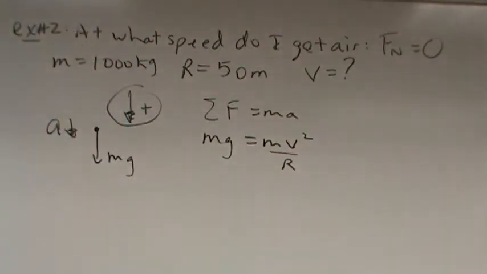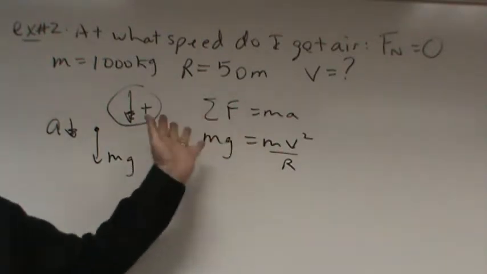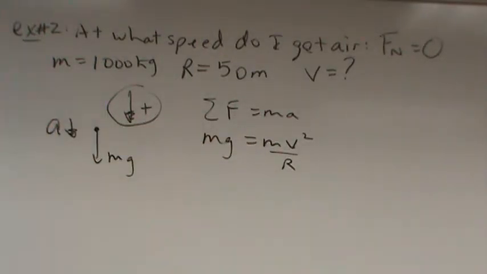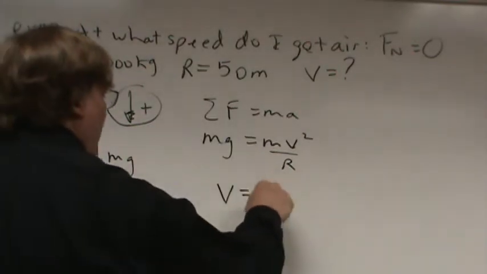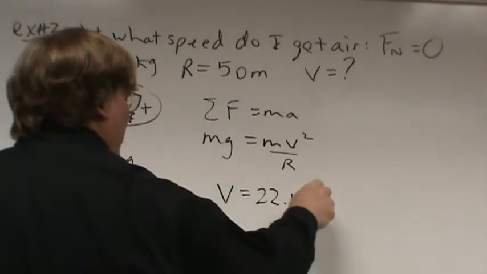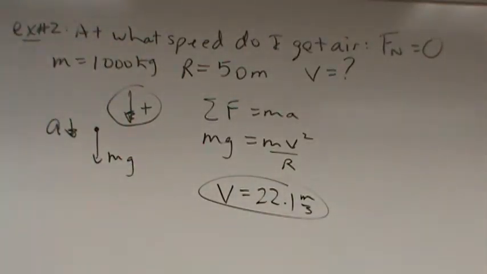By the way, does it matter if I was driving my Honda Civic or my Toyota Sienna van? Would it matter what I'm driving as I go over that bump? Yeah, no way, because the masses cancel. So all cars will experience the same wonderful feeling of getting air, you know? And so you end up with V is 22.1 meters per second. Okay, any questions or problems on that? Okay, looks like you guys got it under control.